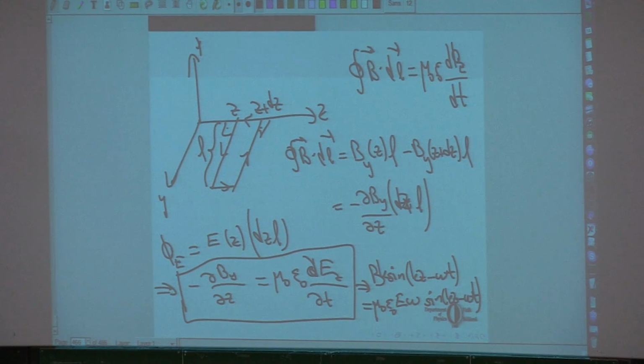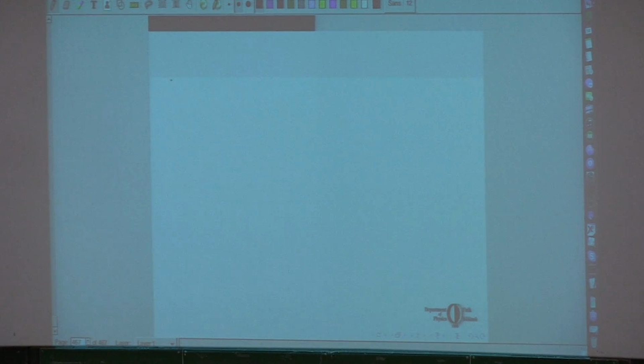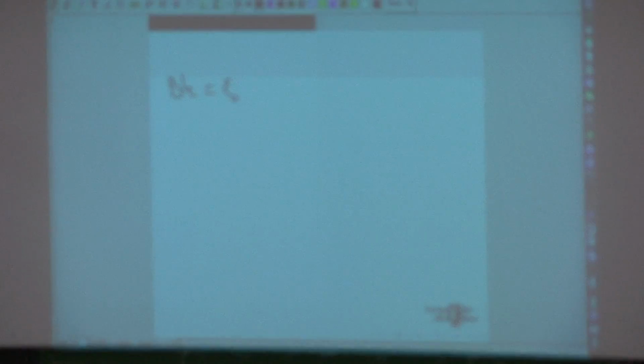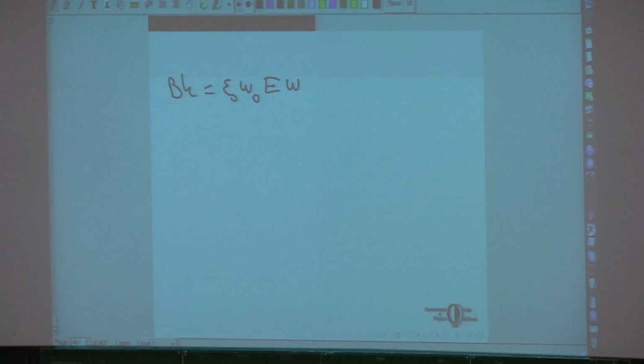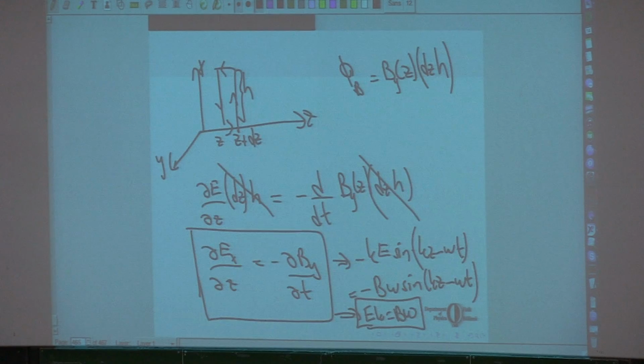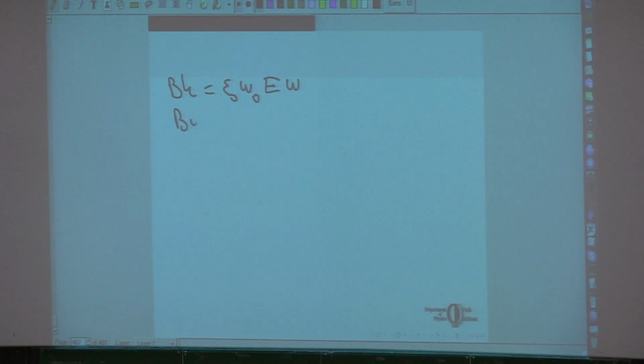So from this one we have Bk should be equal to mu 0 epsilon 0 E omega. This is our last equation we derived. Before, we already had another relation: B omega is equal to Ek. So I have these two equations.